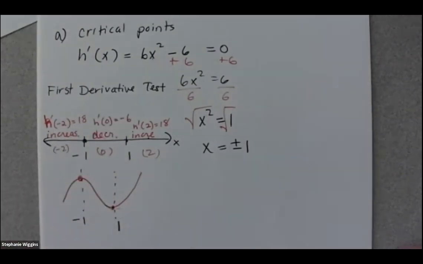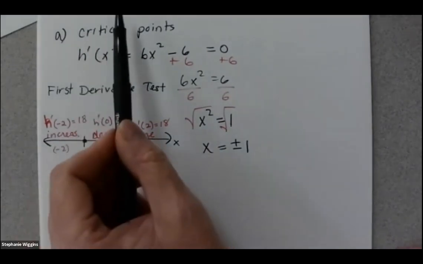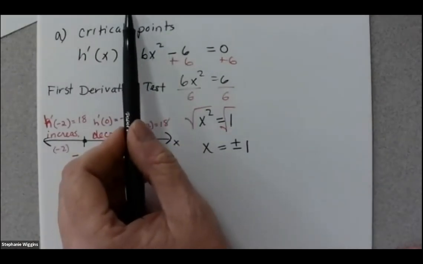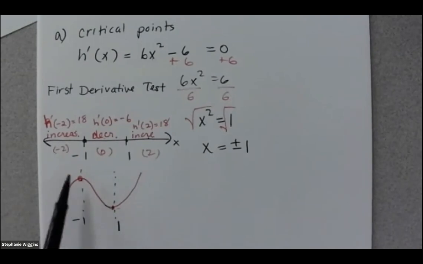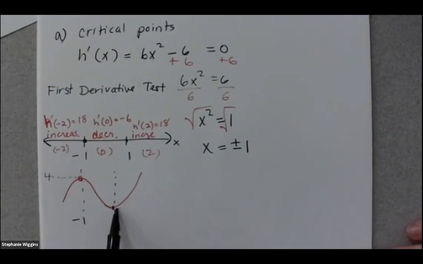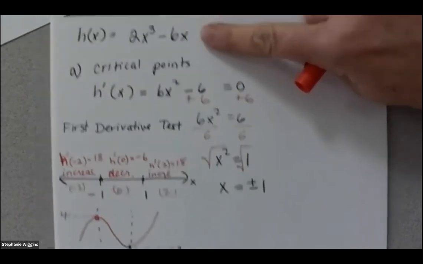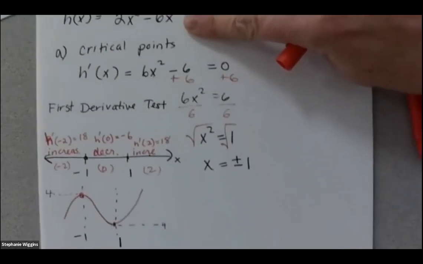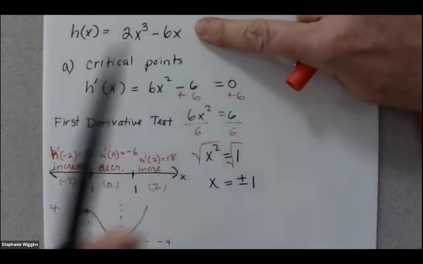So if you're talking about values, I don't know what that value is. I'd have to take -1 and plug it in here. So that would be 4. So this height here is 4. And then if I plug in 1, I'd get -4. Because I'm using the function itself up here. Okay. To get those values, I plug in -1 into the original function.